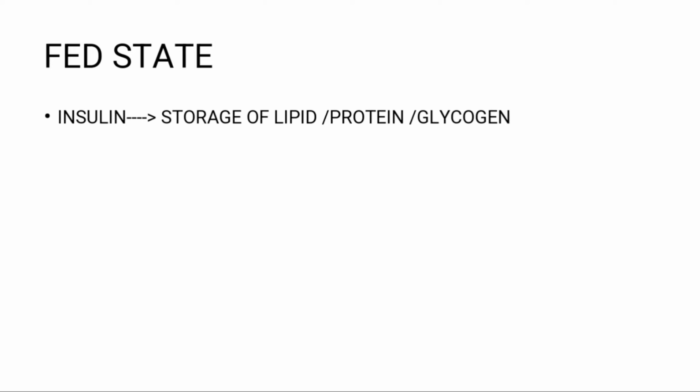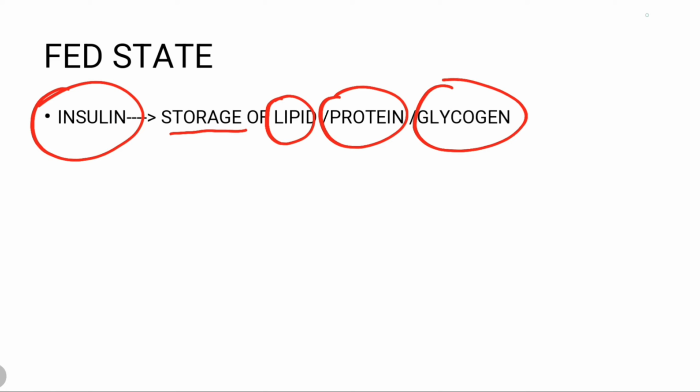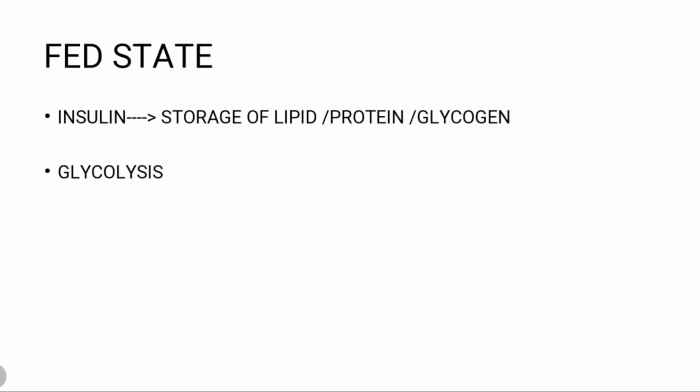So basically, in the fed state, the main hormone that is released is insulin. What insulin does is it helps in storage of lipid, protein, and glycogen. The main function of insulin is basically glycolysis in the body. The second function is that it promotes aerobic respiration.